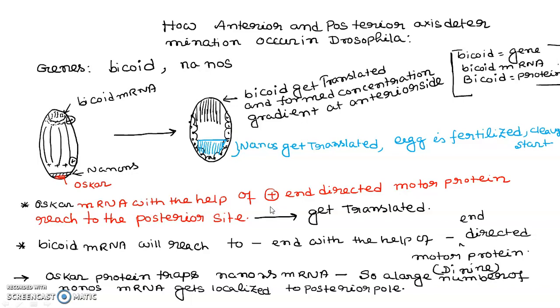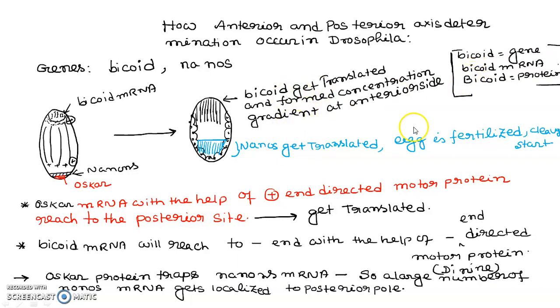The major question of this topic today is how anterior and posterior axis determination occurs in Drosophila. The major genes are bicoid and nanos. We know that the gene is written in small letters and the protein in capital letters. If it is written as BICOID in capital letters, it is the protein, and the lowercase is for the bicoid gene. Now the major important part is here.